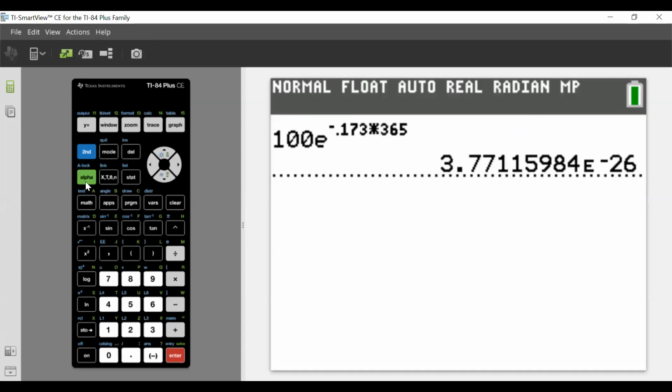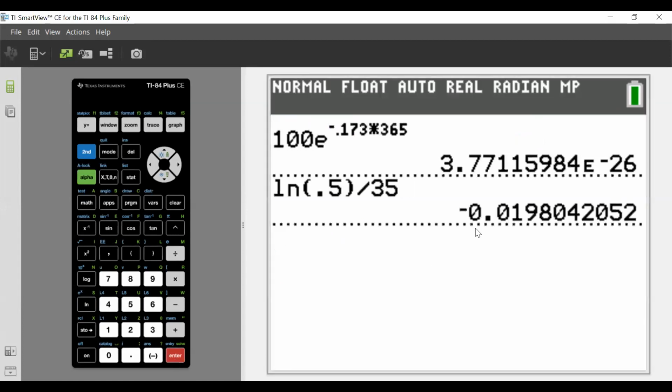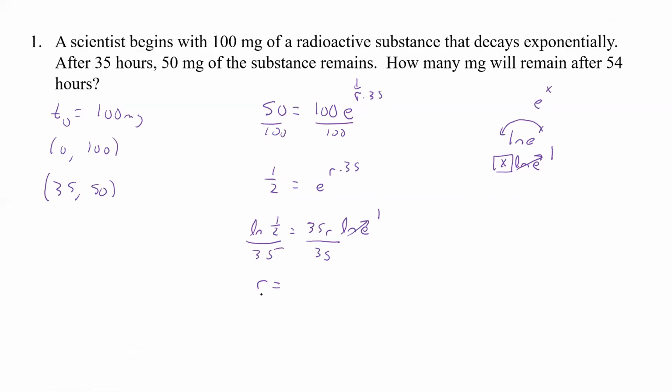So it's going to be ln of 0.5 divided by the 35, and that's going to be a negative 0.0198. So that's my r. And so now I know that my function is a of t equals 100 e to the negative 0.0198 times t. And so now I can plug in any t.